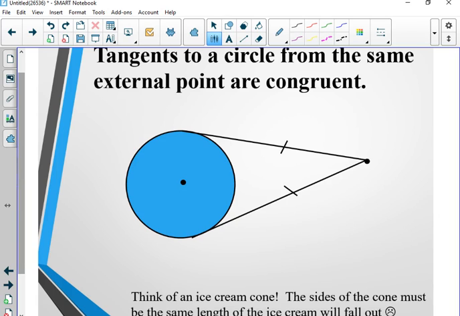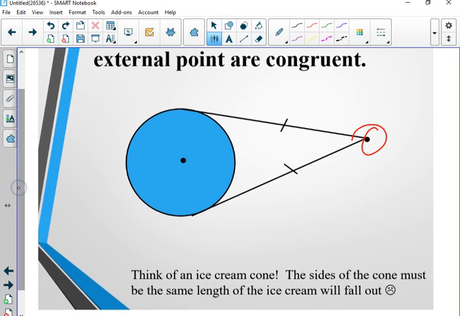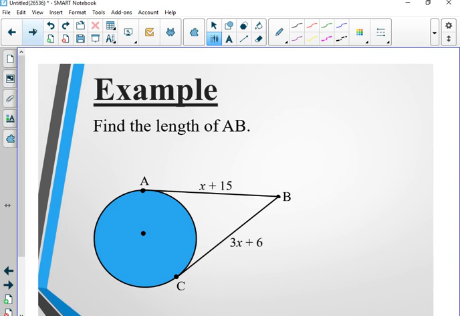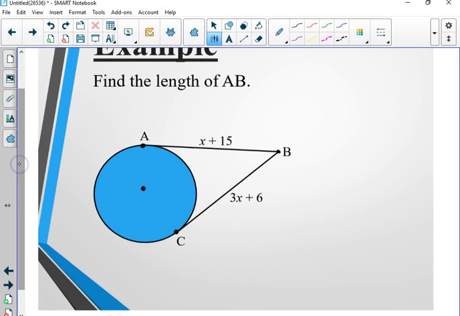Tangents to a circle from the same external point, right out here in space, are congruent. So think of an ice cream cone. The sides of the cone must be the same length, or the ice cream cone will fall out. And we don't want that. So, find the length of AB. Same point in space, tangent point, tangent point. These are equal to each other.